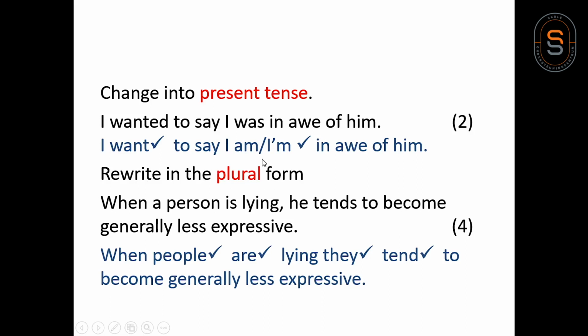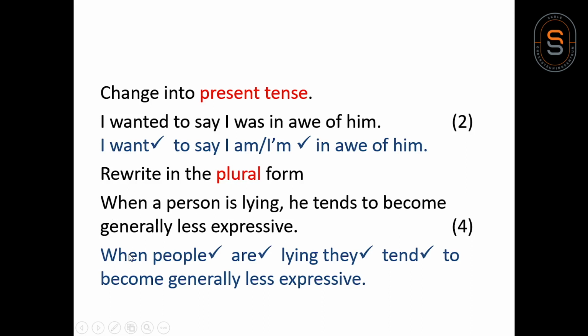Rewrite in the plural form. Don't get confused. Here you do not touch the tenses. You are simply going to rewrite in the plural. Now, when a person is lying, he tends to become generally less expressive. Now, what you have to focus on, there are going to be changes to your verbs, because these verbs are applicable to singular nouns. So you have to change your verb so that it is applicable to plural nouns. Do it word for word.